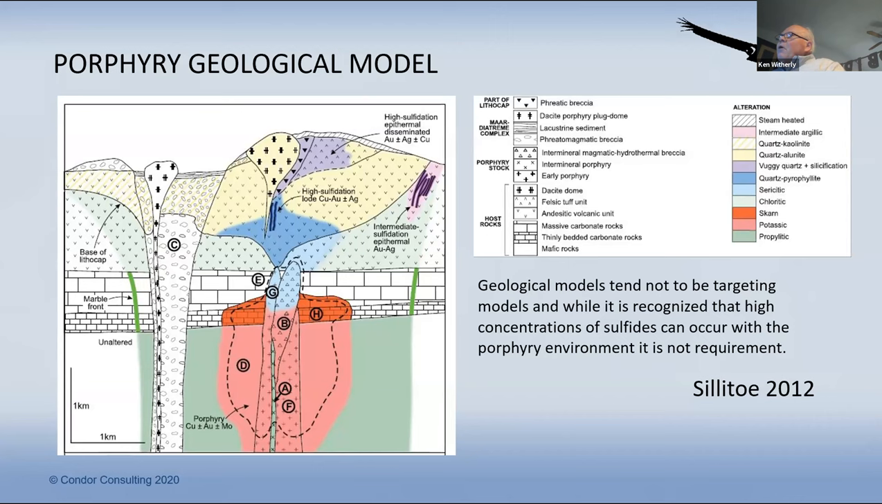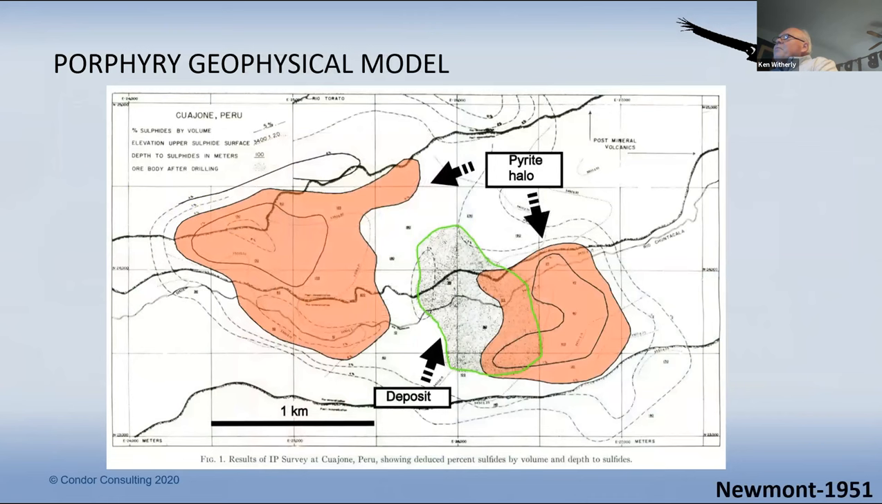Geophysicists haven't done all that much better themselves when you look at the literature. As the advances in porphyry copper models were made in the late 60s and 70s, there are very few articles that really discuss how geophysics contributes to porphyry copper exploration. One of the things, of course, is that we can make observations, but unless we actually do something with them, they're not effective knowledge. This is an example of one of the first IP surveys carried out by Newmont in 1951 in Peru over a deposit called Cajone.